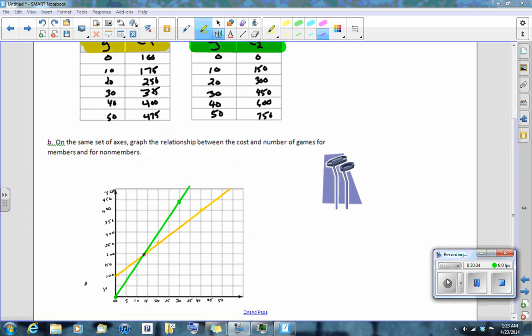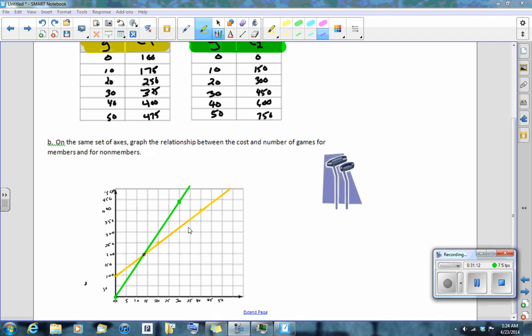Again, half hour later and like 3 crashes afterward, I had to redo this. I don't know how many times. Anyhow, I've got the 2 lines graphed. The members are the yellow line, and the non-members is the green line. And we've graphed them both using just 2 or 3 of the ordered pairs from the tables above. That's all you need. You could graph them all if you wanted to, doesn't matter. All the points will be on the line, assuming you did your tables correctly.